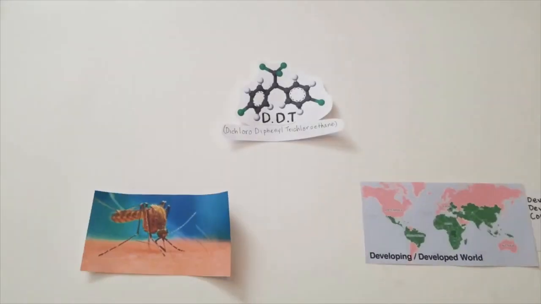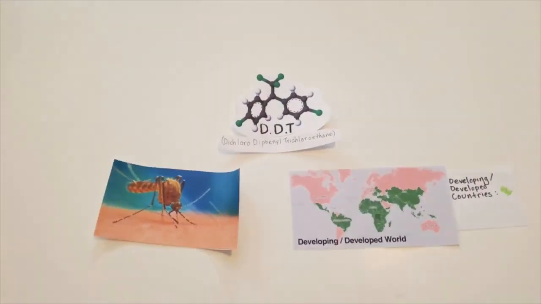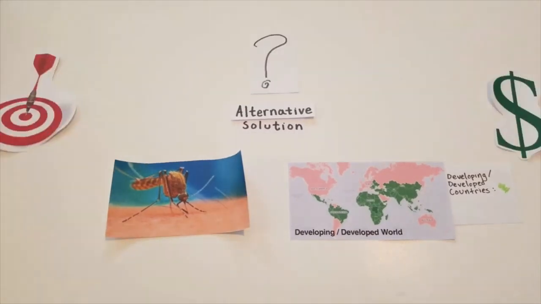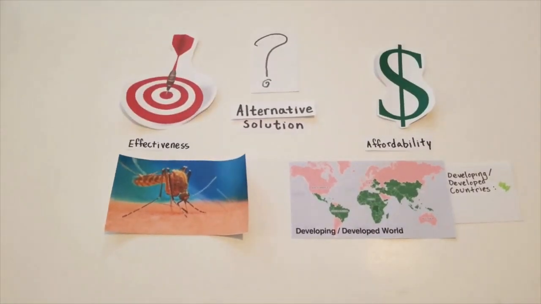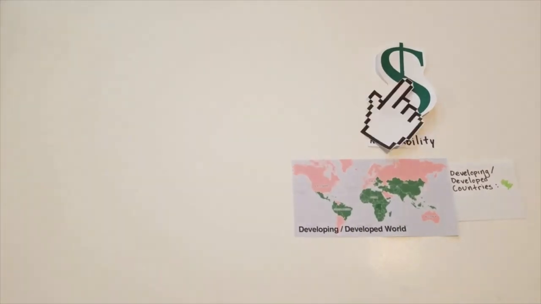Developing countries still use DDT because banning DDT would increase mortality caused by vector-transmitted diseases. In addition, alternative insecticides are not as powerful and affordable. For an alternative solution to be possible, it needs to be effective and affordable.